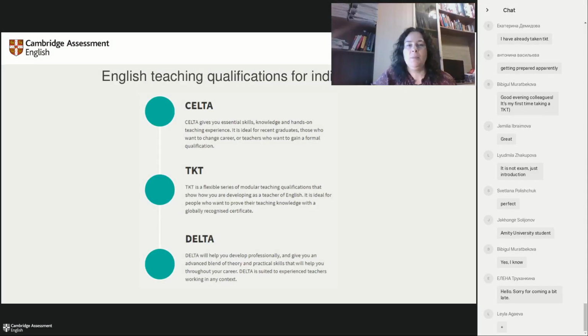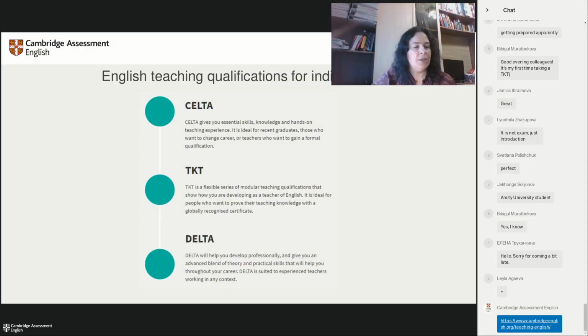Now, when we talk about qualifications, English teaching qualifications and Cambridge Awards in particular, of course, I'd like to mention a couple of other awards that you can achieve if you take CELTA or Delta courses. There are many other well-recommended courses, but those are the most popular qualifications among teachers all over the globe. So let's take CELTA, for example.